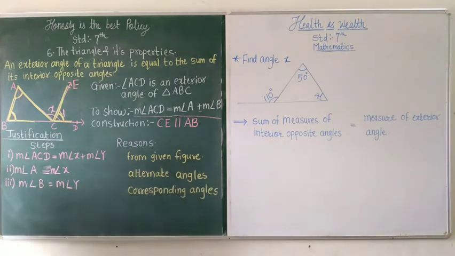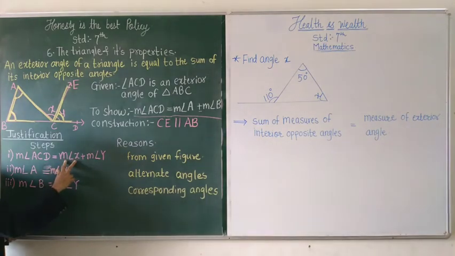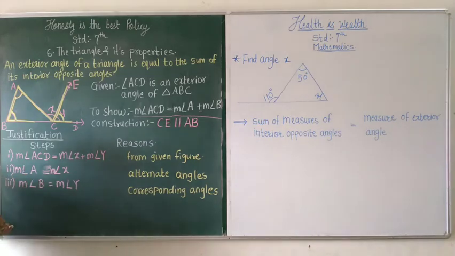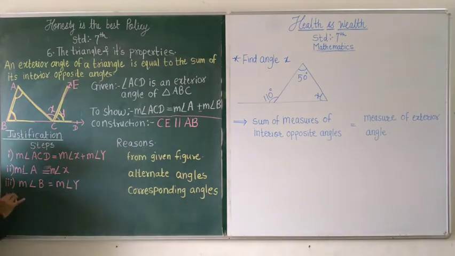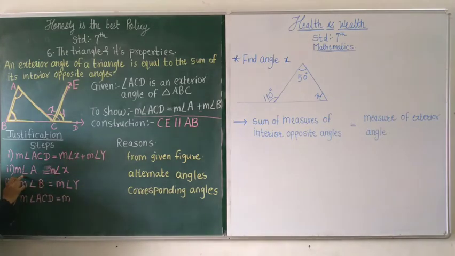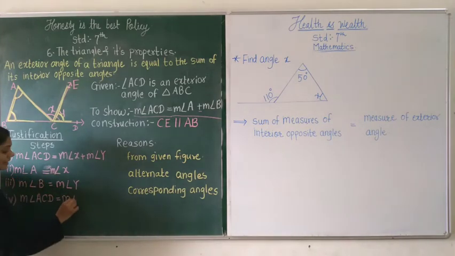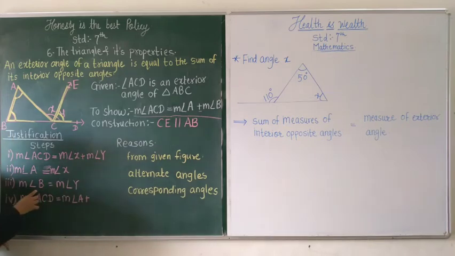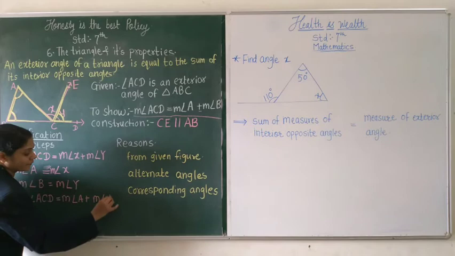Okay, so you can see this: instead of major angle X and major angle Y, I can write major angle A and major angle B. So my fourth statement is major angle ACB is equal to, instead of major angle X, I can write major angle A because both are equal in measurement, and instead of major angle Y, I can write major angle B.